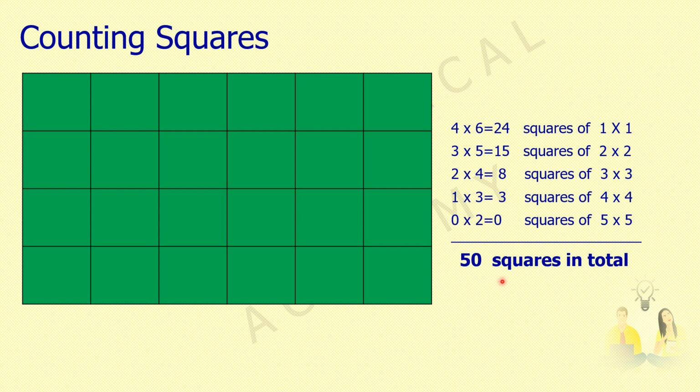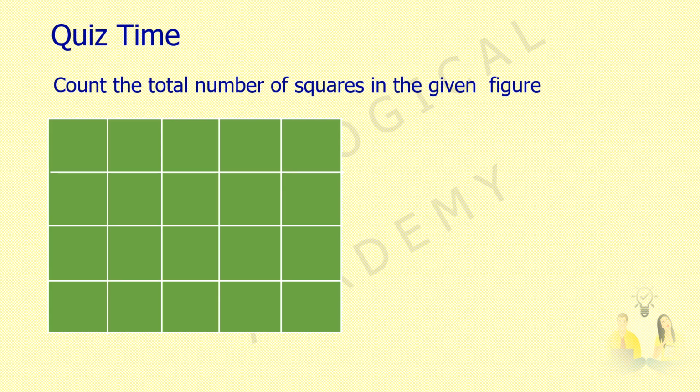Total 50 squares. That means we can calculate this by counting it visually or by using the pattern or the formula that we saw here. Quiz time. Count the total number of squares in the given figure. Take 5 seconds. If you want more time, please pause the video, solve your question, and start the video again.